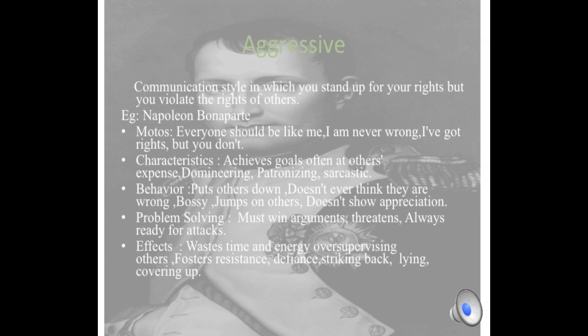Behavior: puts others down, doesn't ever think they are wrong, bossy, jumps on others, doesn't show appreciation. Problem solving: must win arguments, threatens, always ready for attacks. Effects: wastes time and energy over-supervising others, fosters resistance, defense, striking back, lying, covering up.